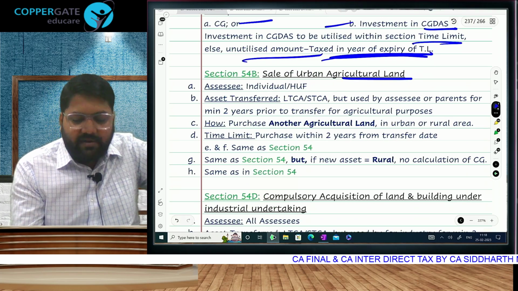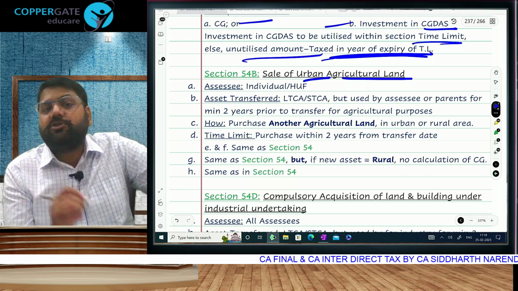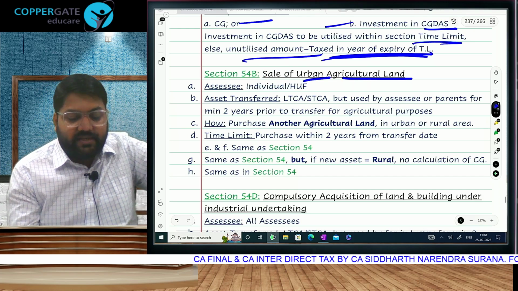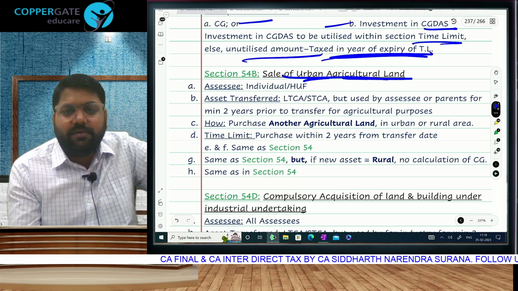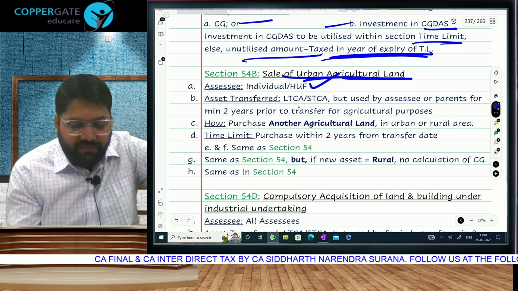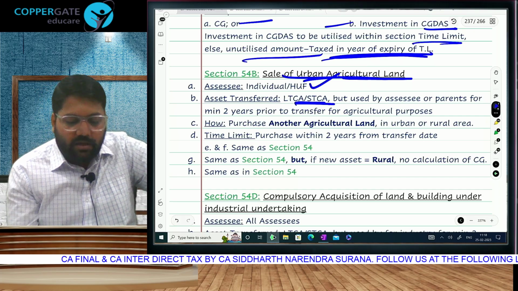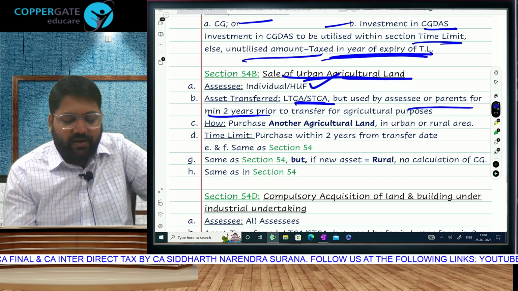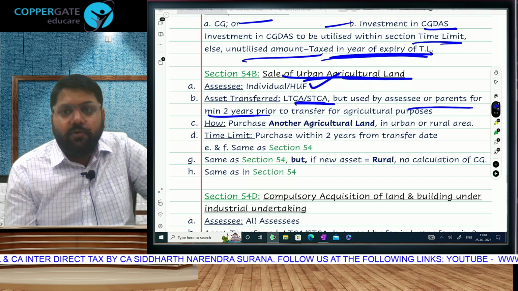On similar lines we have our other exemptions. If there is sale of urban agricultural land, first of all it has to be urban because rural is not a capital asset. Second, it has to be a sale because compulsory acquisition is exempt. Then this capital gain will be taxable, but you can invest and save. This is for individual and HUF. This can be for long term, short term, both, but the land should be used by the assessee or parents for a minimum of 2 years for agricultural purposes. How will you get your exemption?